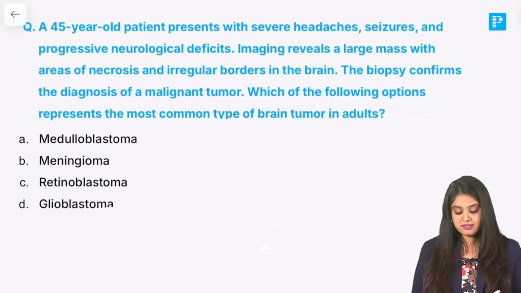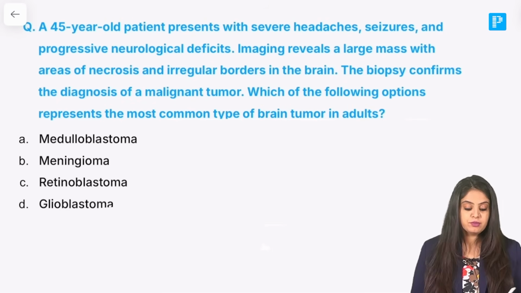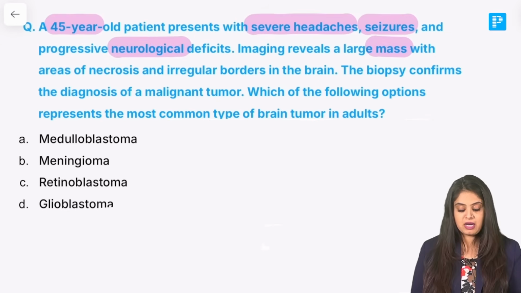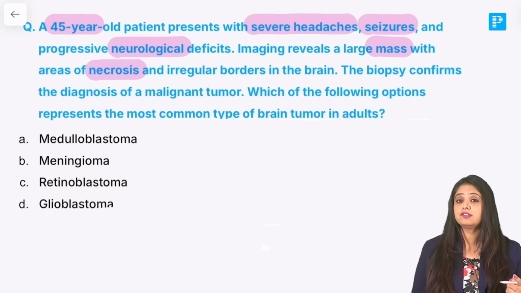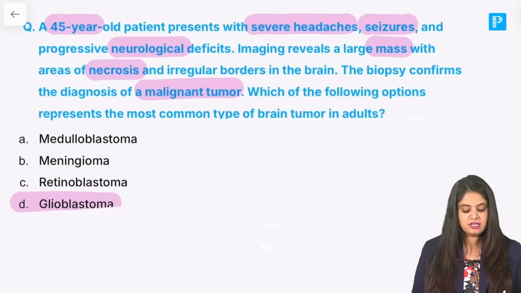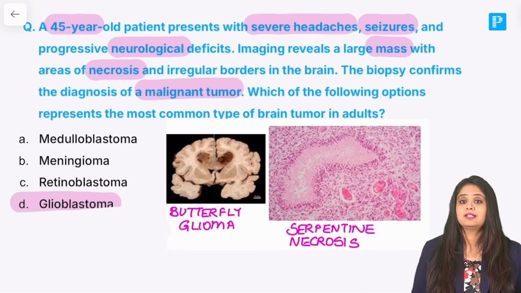Well, this test had another question on glioblastoma, which was clinical based, a 45-year-old patient with headaches and seizures and neurological deficit. There is a mass with necrosis. You can see necrosis meant high grade, grade 4 tumor. And biopsy confirms a malignant tumor. So obviously on the basis of this, I will think of glioblastoma. And these are the 2 images of glioblastoma that they ask you.